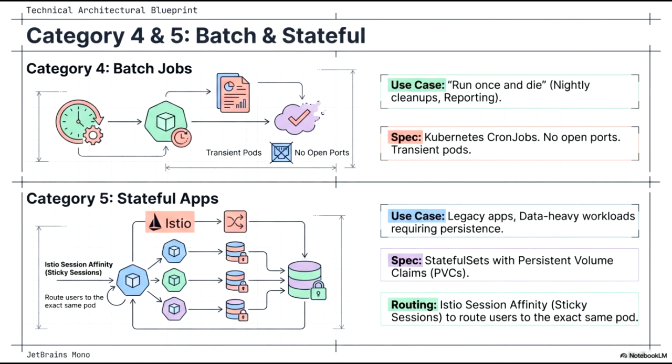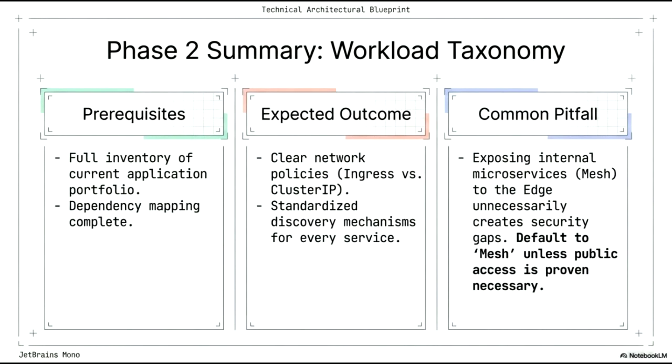Category 5 addresses stateful applications, which are necessary for legacy systems or data-heavy workloads that require data persistence. Unlike stateless services, these utilize stateful sets paired with persistent volume claims, or PVCs, to maintain a consistent state across restarts. To ensure proper traffic management, we implement Istio Session Affinity, commonly known as sticky sessions. This mechanism routes specific users to the exact same pod for the duration of their session, ensuring continuity and performance for state-dependent workflows.